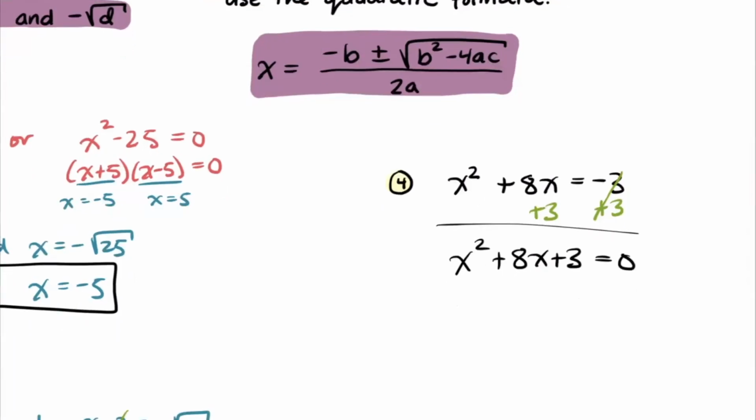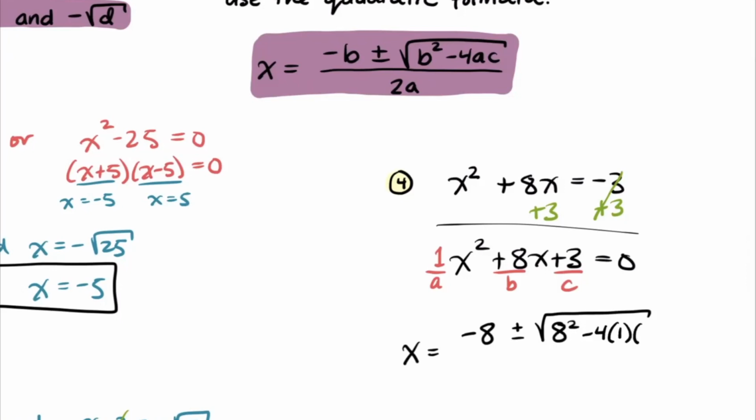Okay, so let's just see. We've got the a is 1, the b is 8, and the c is 3. So to solve this, we start out with x equals negative b, negative 8, plus or minus square root b squared, 8 squared, minus 4 times a, which is 1, times c, which is 3, and that's all over 2a, which is 1.